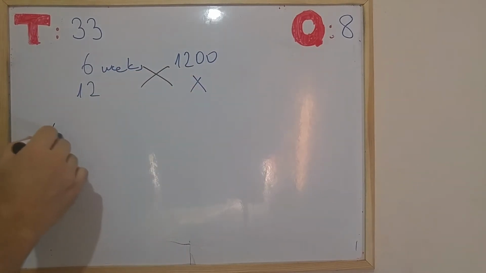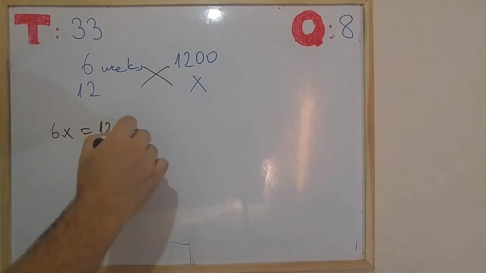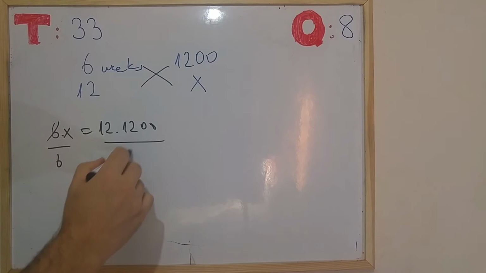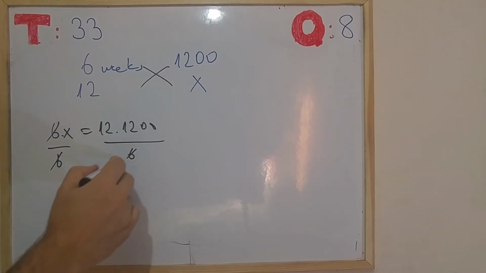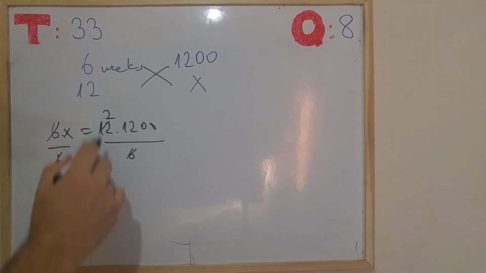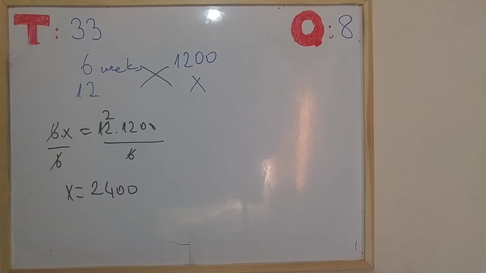Let's say it. 6x is equal to 12 times 1,200. When I divide each side by 6, these 6's will be gone, so I'm going to find the answer as, this is going to be 2, this is going to be 6. Well, the answer is 2 times 1200, which makes 2400.